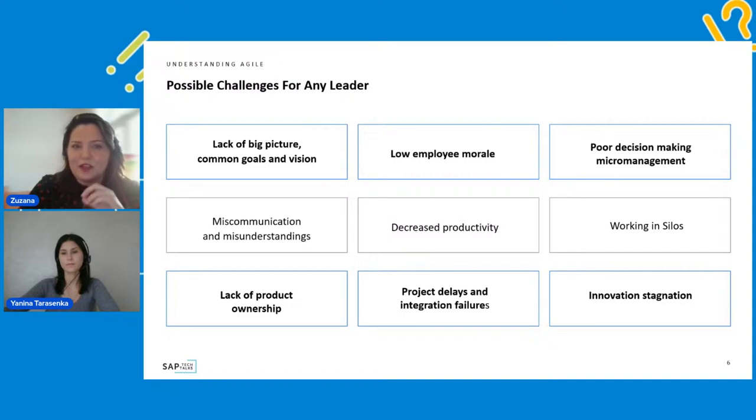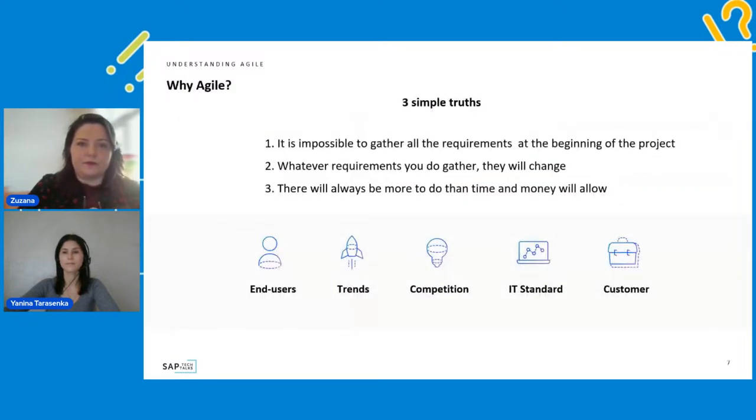So as you can see, there are a lot of possible challenges in life of a lead. And here is the question: could Agile help us in such difficult situations? How to react to the mentioned challenges? We will check it now together. So let's start here a little bit from common ground. Why are we talking actually about Agile? Here are some simple three truths. Gathering all requirements at the start of the project is almost impossible. Requirements will always change. There will be always more to do than time and money allows us. So how to work in such conditions?